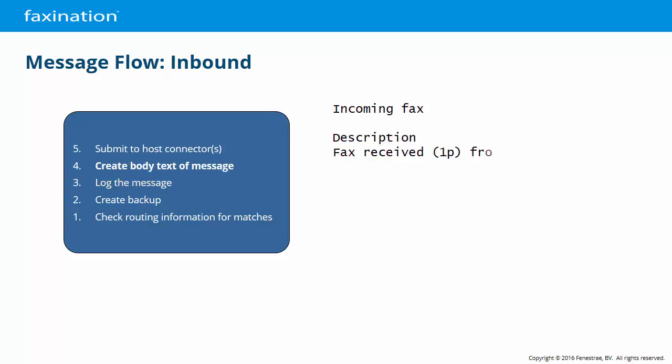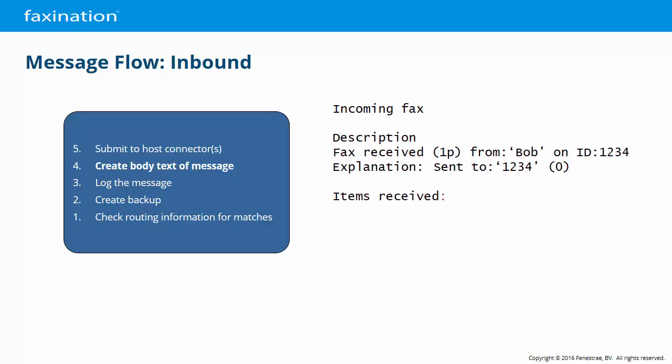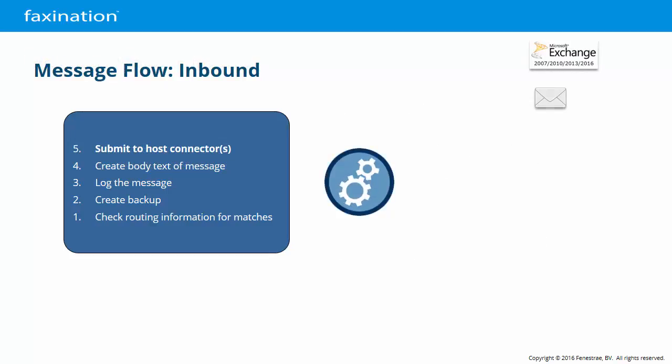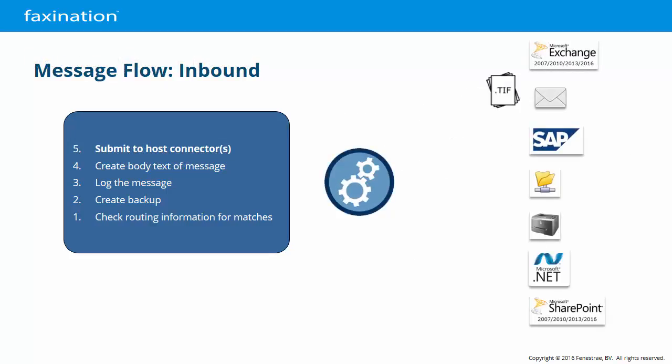Now we create the body text that will accompany the message when it is delivered to the recipient. This includes some technical information about the transmission, the Faxination job reference, and so forth. And then the message is delivered to the user. Inbound routing codes do not have to be unique, so Gary's routing code could also be associated with one or more printers, network folders, web services, SharePoint libraries, or even other Exchange users.